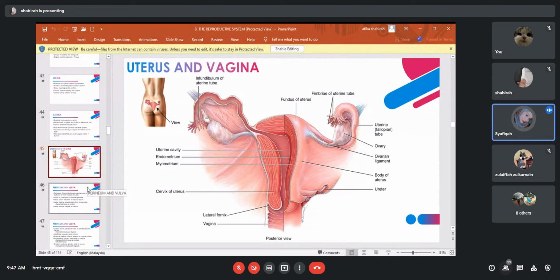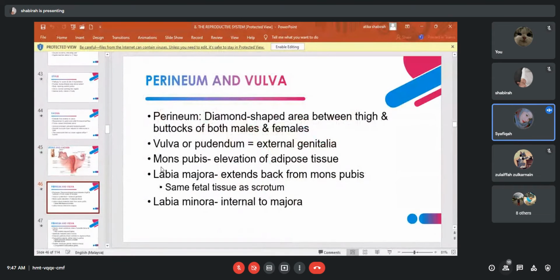Okay, next yang perineum and vulva tu. Okay, so perineum ni dia diamond shape area between thigh and buttocks of both males and females. Vulva or pudendum is it for external genitalia. Dia ada mons pubis, elevation of adipose tissue, and then dia ada labia majora, extends back from mons pubis, which is the thick folds of skin. And then dia ada labia minora, external to majora.